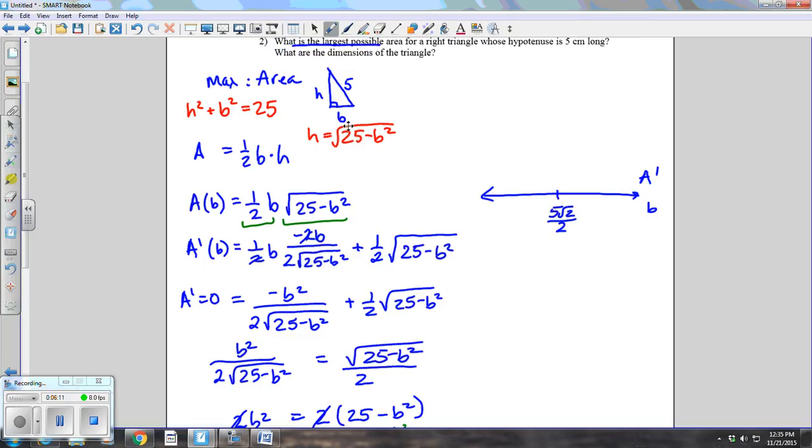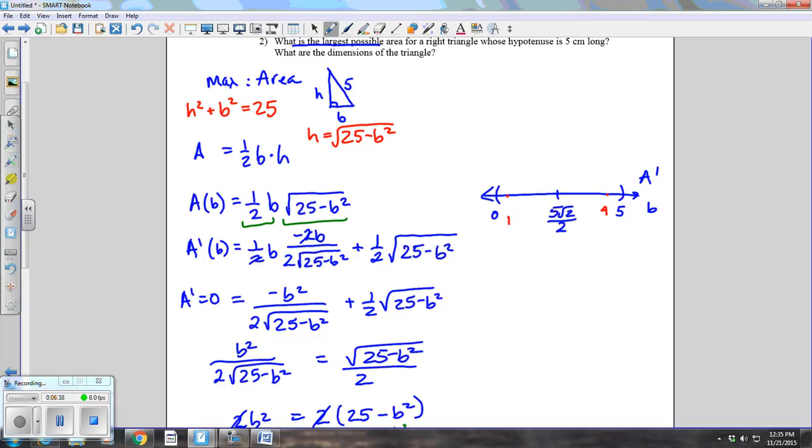Now the domain in this case is that this is the base. We talked about this a little in class, and the base has to be bigger than nothing, and it can't be bigger than 5 if the whole hypotenuse was flat on the ground. That allows me to test some numbers. I might test a number that's really close to 0 in my derivative test. So let's go down here to 1 and then up here to 4. Those are probably on either side of 5 root 2 over 2.